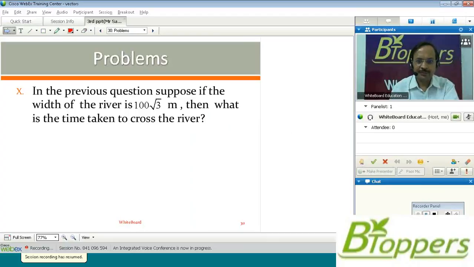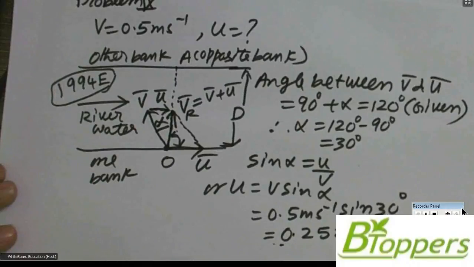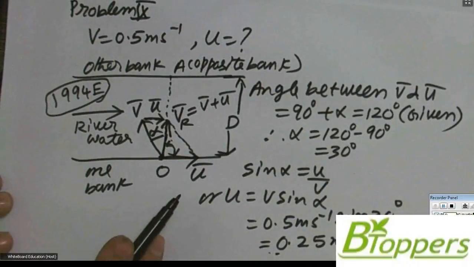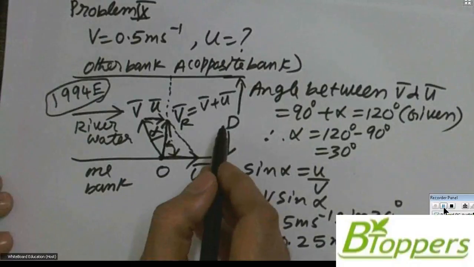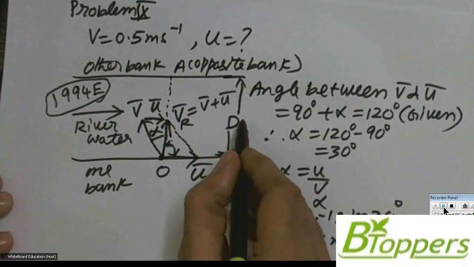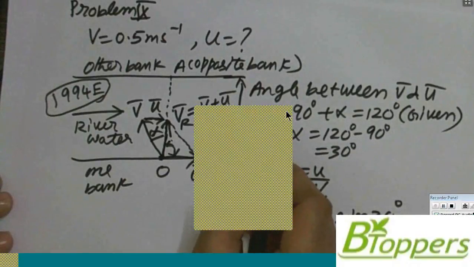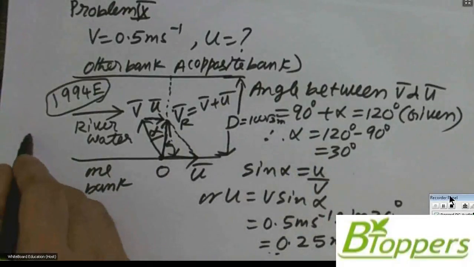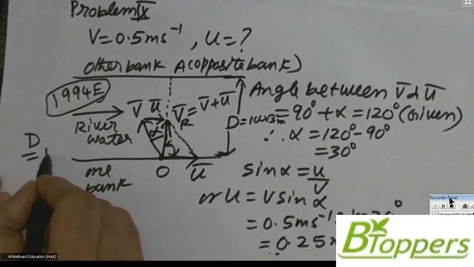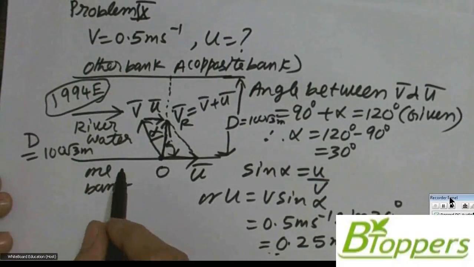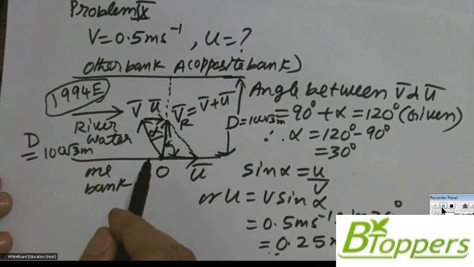Otherwise, look at the solution of the problem. So, this problem 10 is linked to the previous problem which I have just discussed before this. The same solution which I have discussed before this. The width of the river, which I have denoted by capital D in the earlier discussion, is given to be 100 into root 3 meter. You are asked to find the time taken to cross the river.